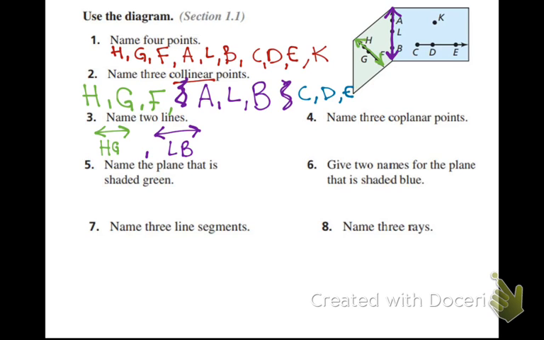Okay, name 3 coplanar points. What does coplanar mean again? Same plane. So I just outlined a green one.